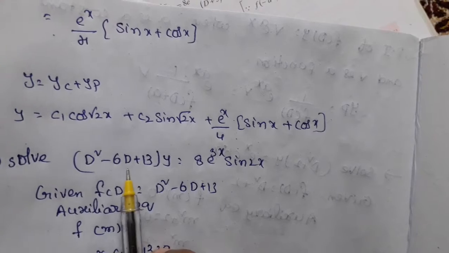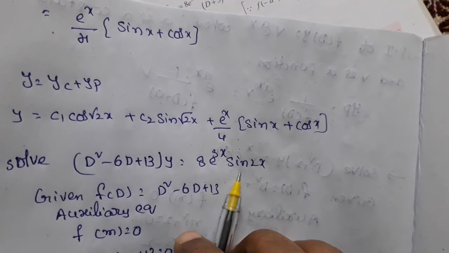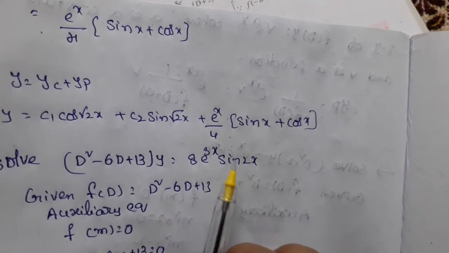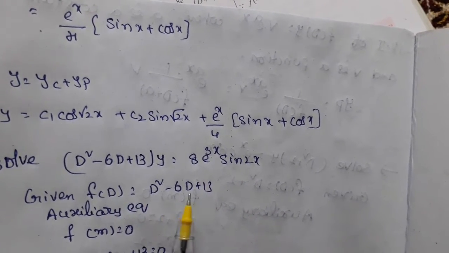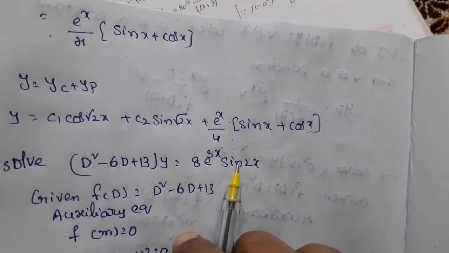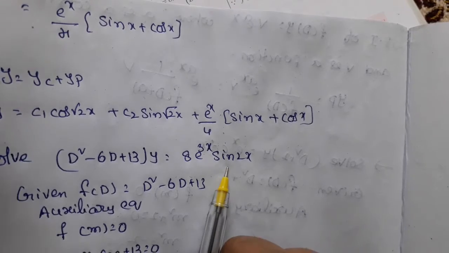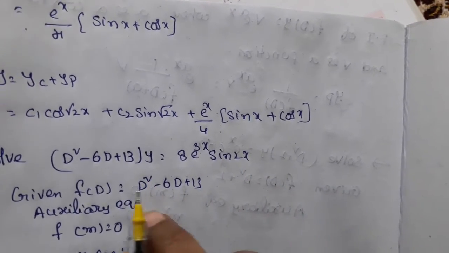(D square minus 6D plus 13) y is equal to e power 3x into sin 2x. So sin 2x. So f of D is equal to D square minus 6D plus 13. Suppose it is a polynomial x square, so we can do the polynomial method. So we have to take the least power common, like that we have to do.